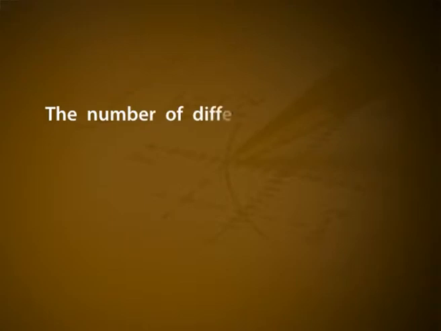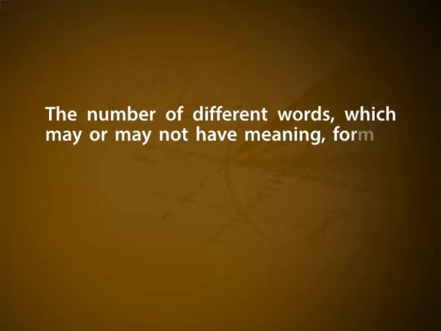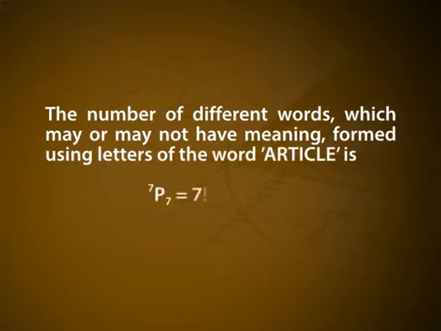Example: the number of different words which may or may not have meaning formed using letters of the word ARTICLE is 7P7 equals 7 factorial equals 5040.